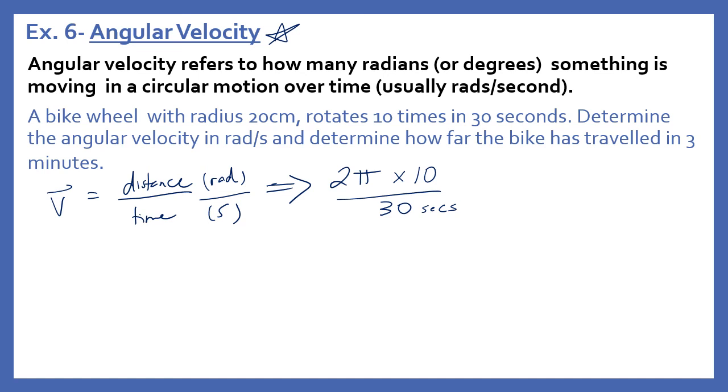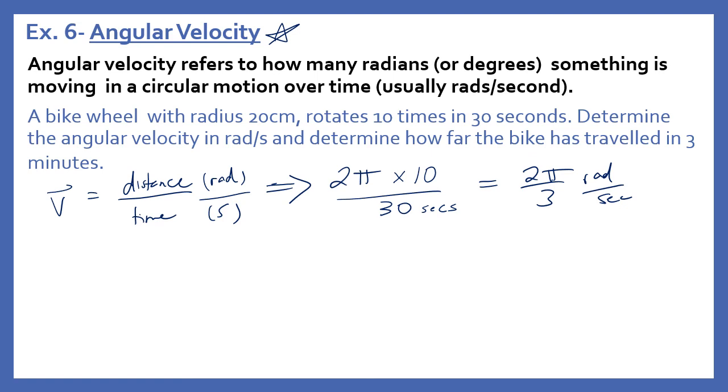So again, just to go over this: distance, or the amount of angle that the wheel is turning through. Every time the wheel turns 1 full revolution, it's 2 pi radians. But it does that 10 times every 30 seconds. So this is going to give us our radians per second. If we do 2 times 10, that's 20. 20 over 30 reduces to 2 pi over 3 rads per second. So this bike wheel is rotating 2 pi over 3 radians per second.